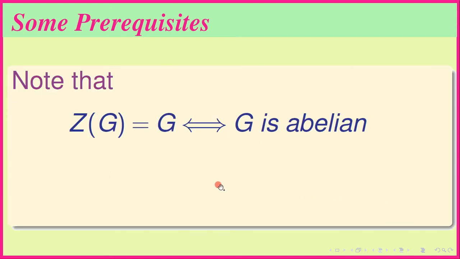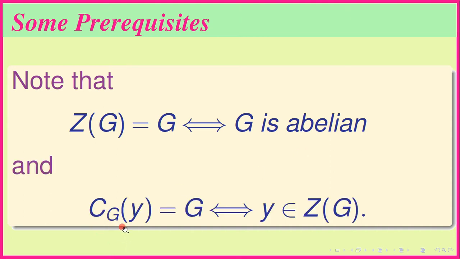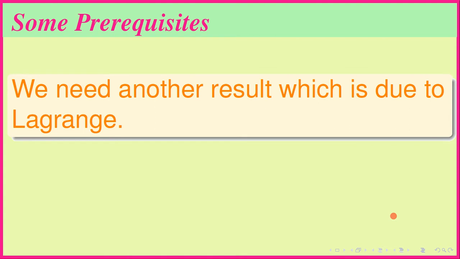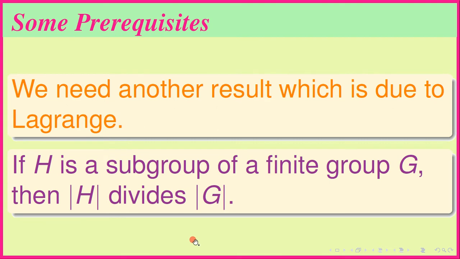Note that the center of G equals the whole group G if and only if G is abelian. And the centralizer of y in G equals the whole group G if and only if y is an element of the center. We also need another result which is due to Lagrange. If H is a subgroup of a finite group G, then the order of H divides the order of G.